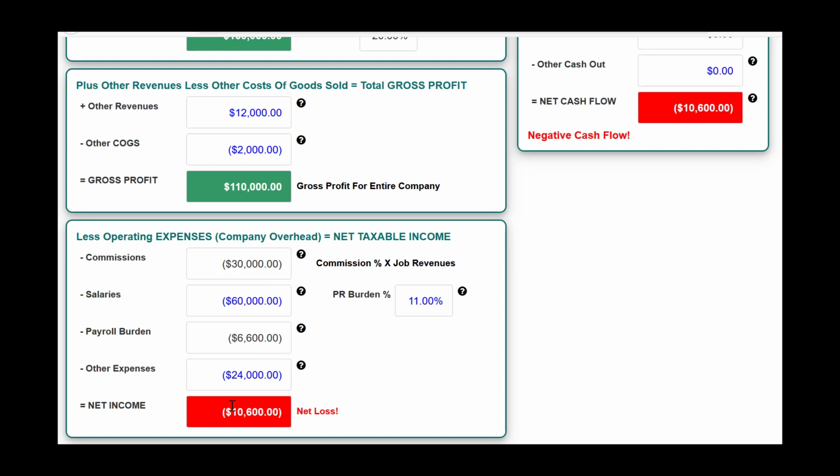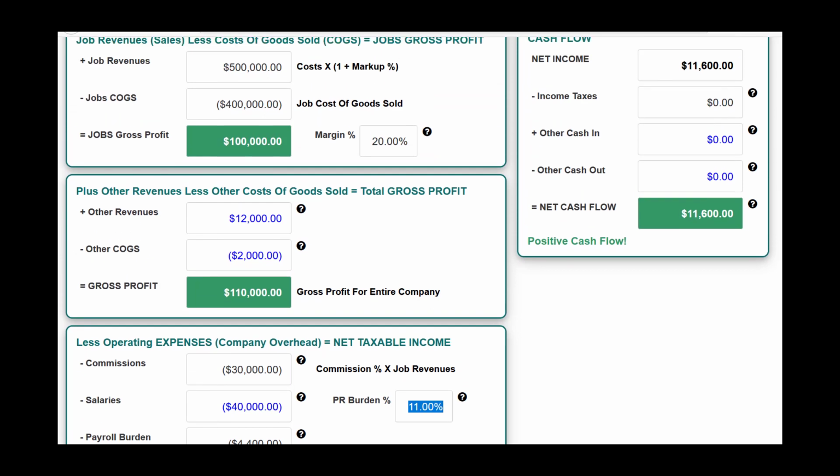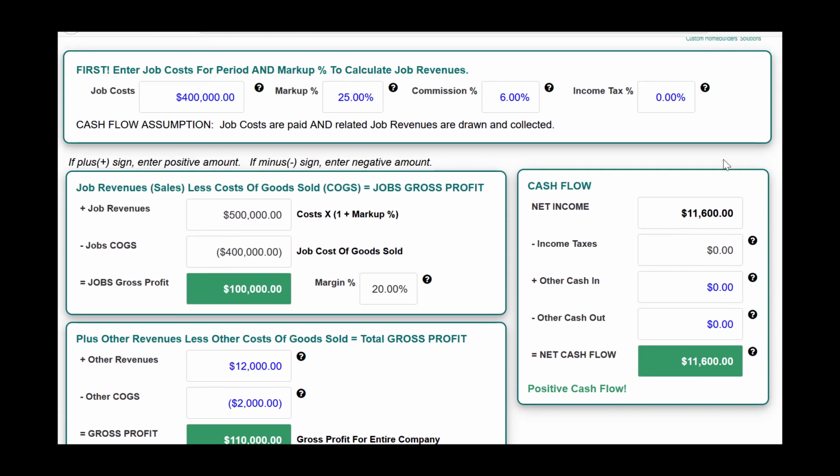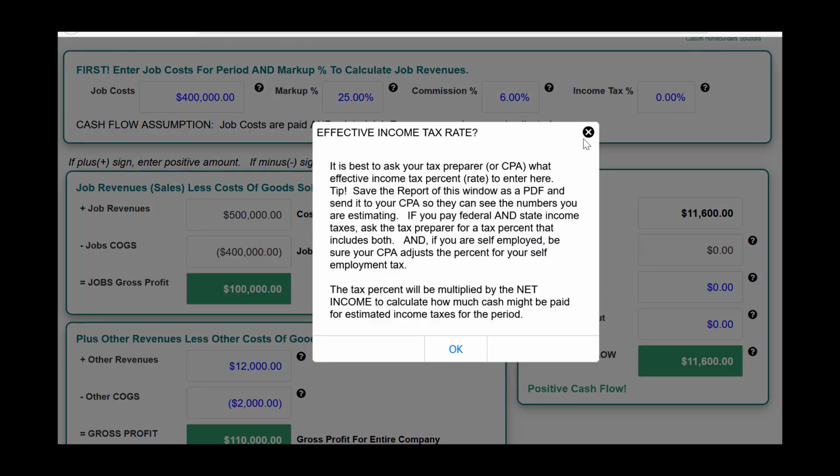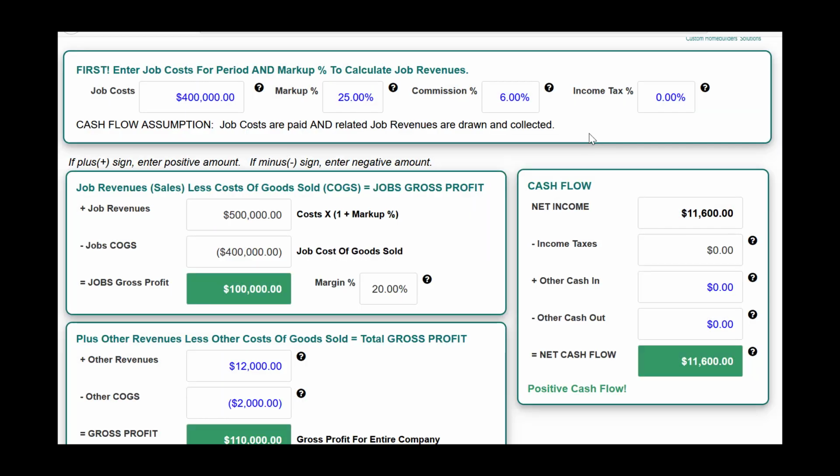So what you might do is stop right here and say, well, to have this kind of thing, let's just change it right now for a second to 40,000, so that we do have a little bit of net income over here. Now what I'd like to show you is, probably with that low of a net income, I'd like you to talk with your tax preparer or CPA and get some sort of income tax rate that you might be paying.